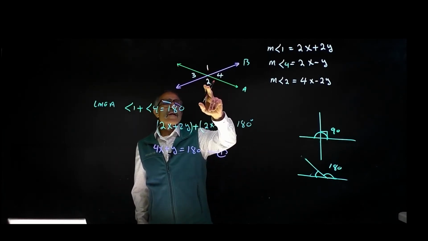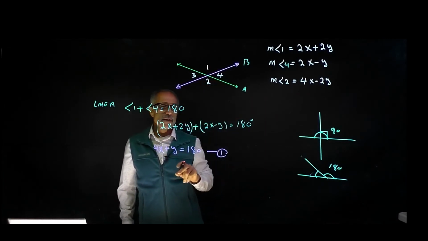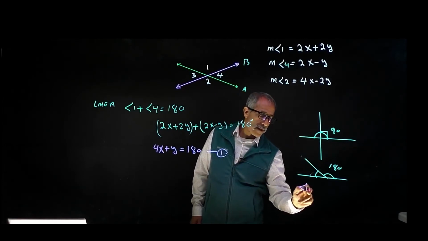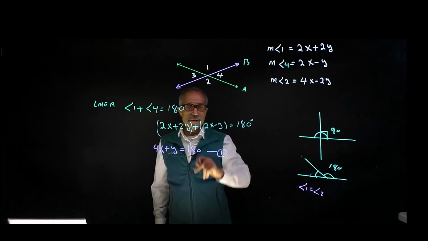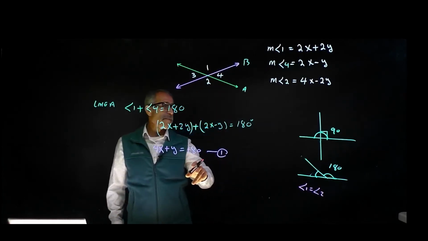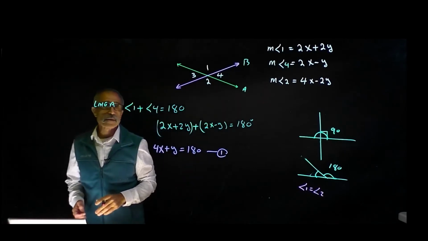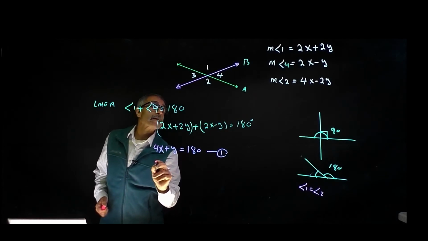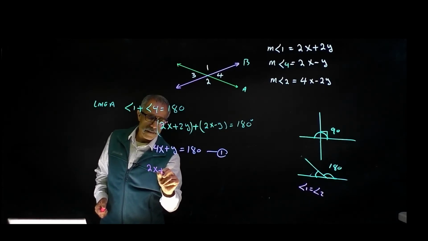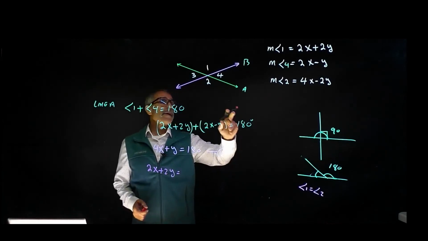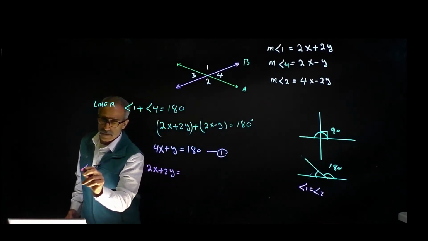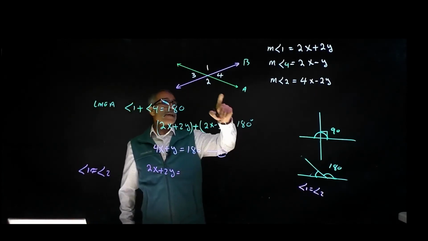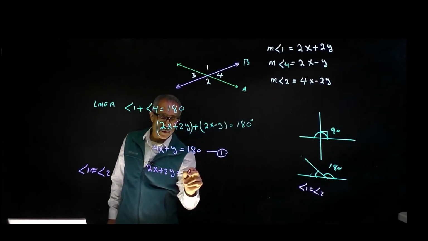angle 1 is congruent with angle 2. So that was rule number 1. So rule number 2, we're going to say angle 1 is equal to angle 2. They are opposite each other. Angle 1 is 2x plus 2y. And angle 2 came out to be 4x minus 2y.